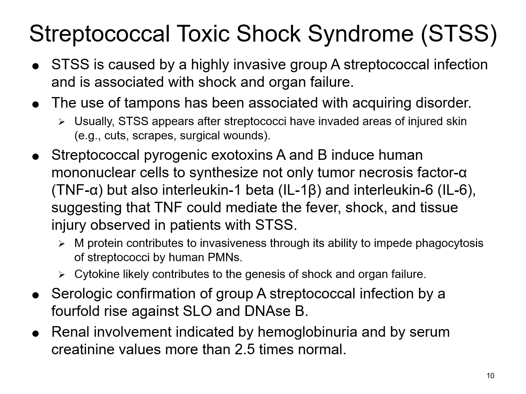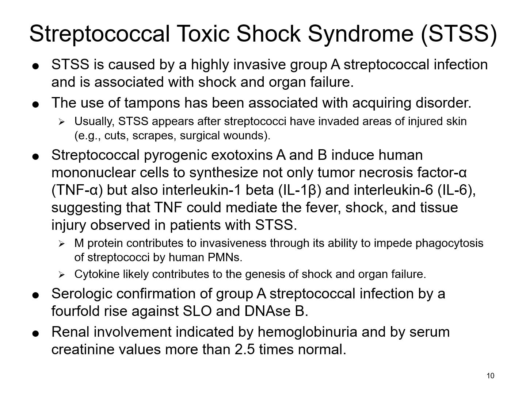Then it starts producing pyogenic exotoxins that cause a fever within the host, and it helps induce shock by lowering the threshold for those endotoxins. Streptococcal pyogenic exotoxins A and B are introduced to a human mononuclear cell to synthesize not only tumor necrosis factor but also interleukin 1 beta and interleukin 6. This suggests that tumor necrosis factor could mediate the fever, the shock, and the tissue injury that we see in this patient population.